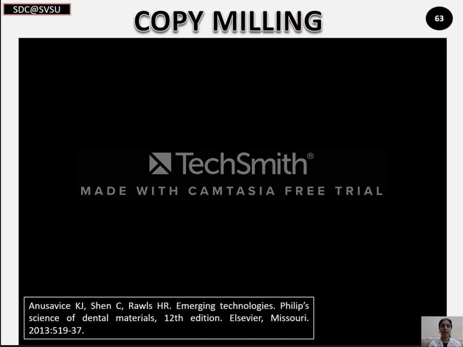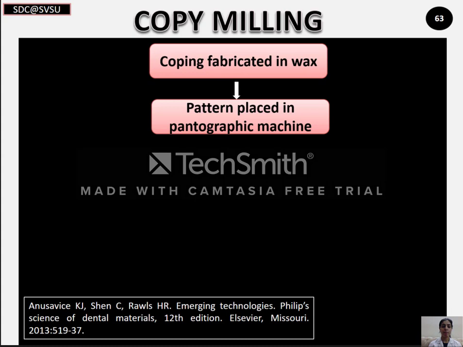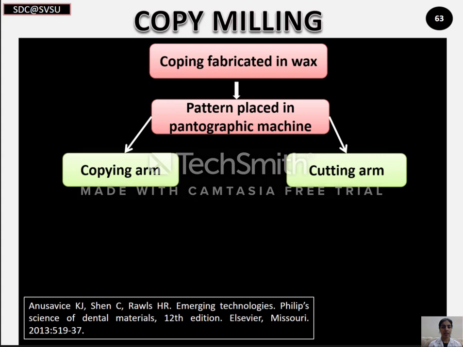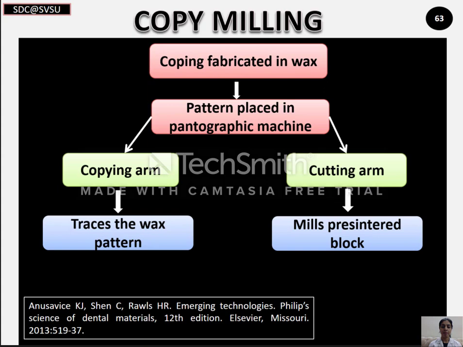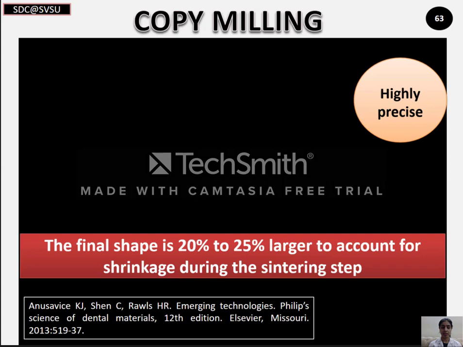In copy milling, first the coping is fabricated in wax. The pattern is placed in a pantographic machine. There are two arms, the coping arm and the cutting arm. The coping arm traces the wax pattern whereas the cutting arm mills the pre-sintered block. It is a highly precise technique, and the final shape is 20 to 25% larger to account for shrinkage during the sintering procedure.